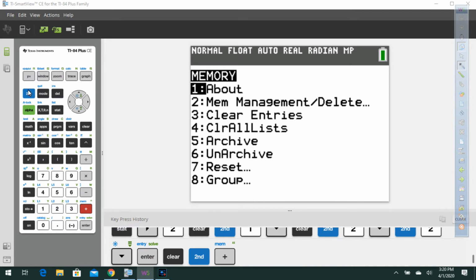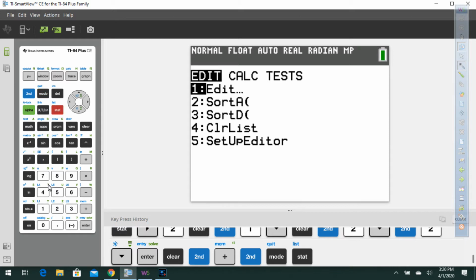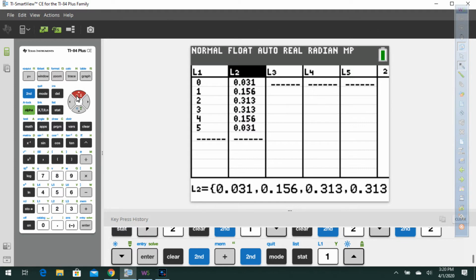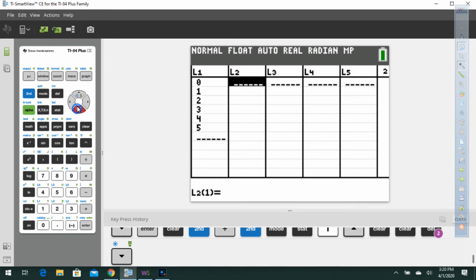Second, quit. And then we're going to press stat, and then go to 1. We've already got stuff in L1 and L2. We can use what's in L1, but in L2 we're going to have different numbers. So I'm going to go up to L2. See how I have L2 highlighted? I'm going to press clear. Maybe it's delete. Maybe there it goes. So you press clear, and then you scroll down, and it clears it out.